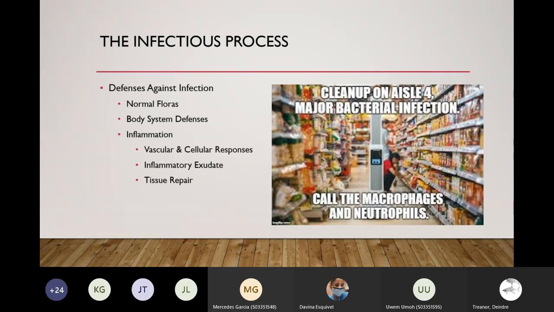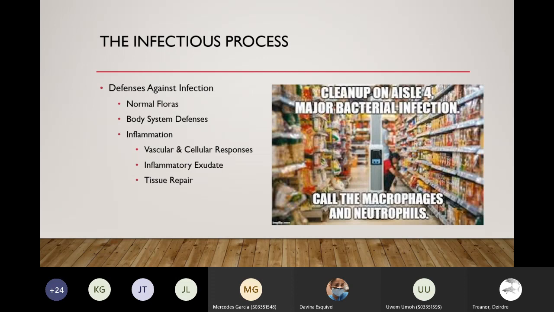Infectious process. Okay. A localized infection, you're going to notice local symptoms like pain, tenderness, warmth, and redness at the site. Systemic is an infection that infects your entire body and can become fatal.